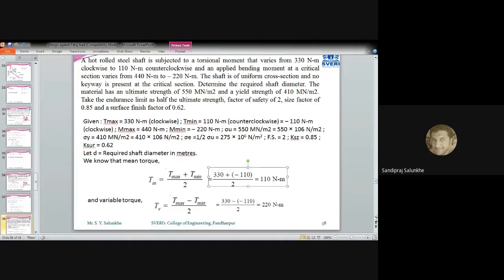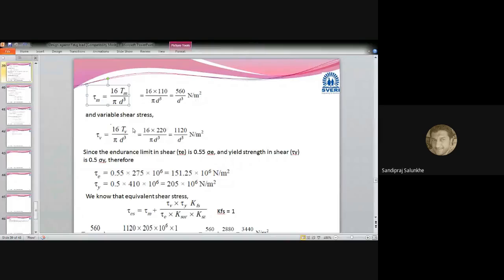So once you calculate that torque, you have to calculate the stress. When we are going to calculate the mean shear stress, it will be 16T, where T we have to take as the mean torque, divided by pi into d raised to 3. This formula we already know. Tau is equal to 16T divided by pi d cube. So what mean value are you getting of shear stress?